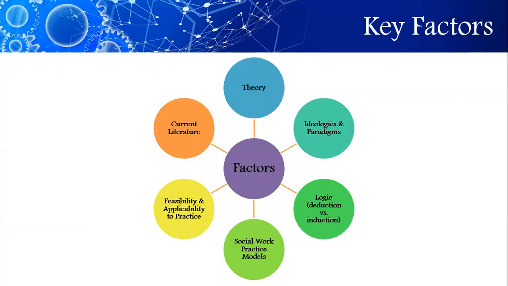So as we discuss the social work research process, we will also discuss some of the key factors that influence how this process unfolds. Some of the key factors discussed in your text include theory, ideologies and paradigms, logic, or whether we approach our research from a deductive or inductive standpoint, social work practice models, feasibility and applicability of our research to practice, and finally, the current literature on our topic.